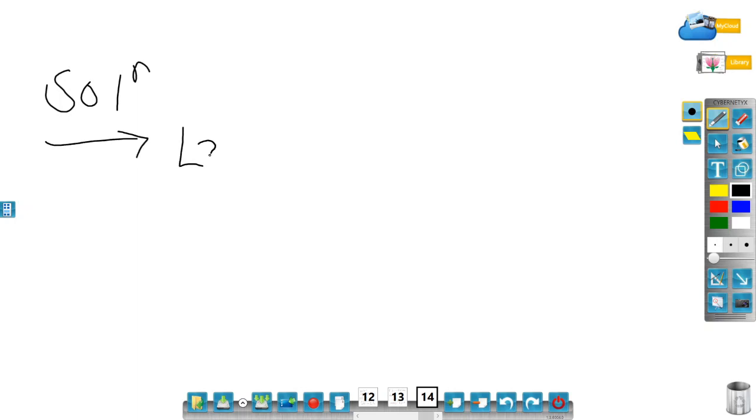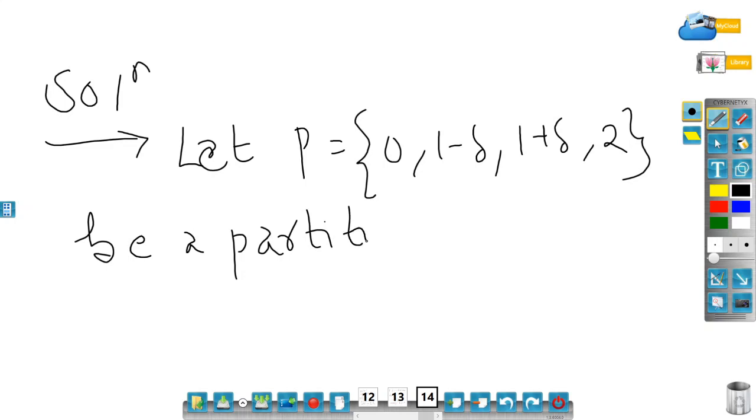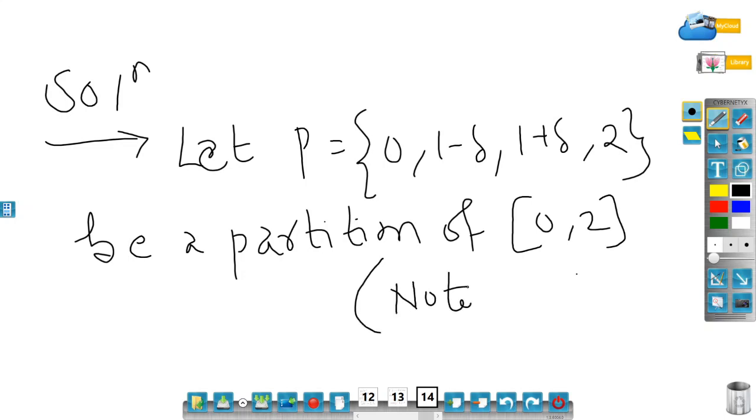Let P equal 0, 1 minus delta, 1 plus delta, and 2 be a partition of the closed interval [0, 2]. Now note that this delta is strictly greater than 0 and less than 1, because if I take delta greater than 1, then my partition definition will fail.